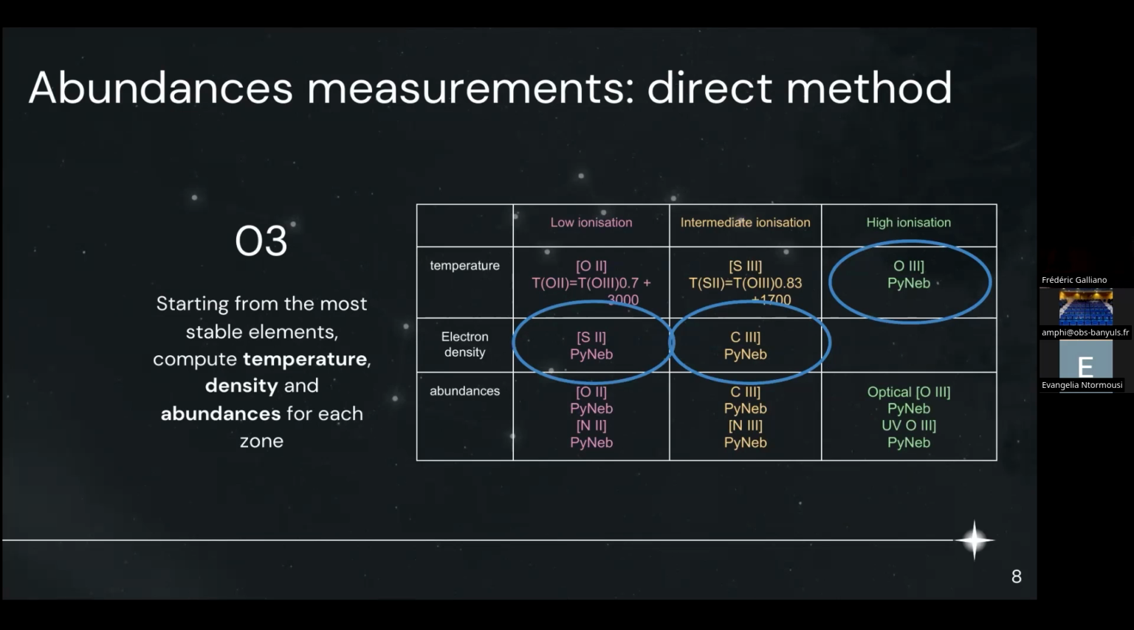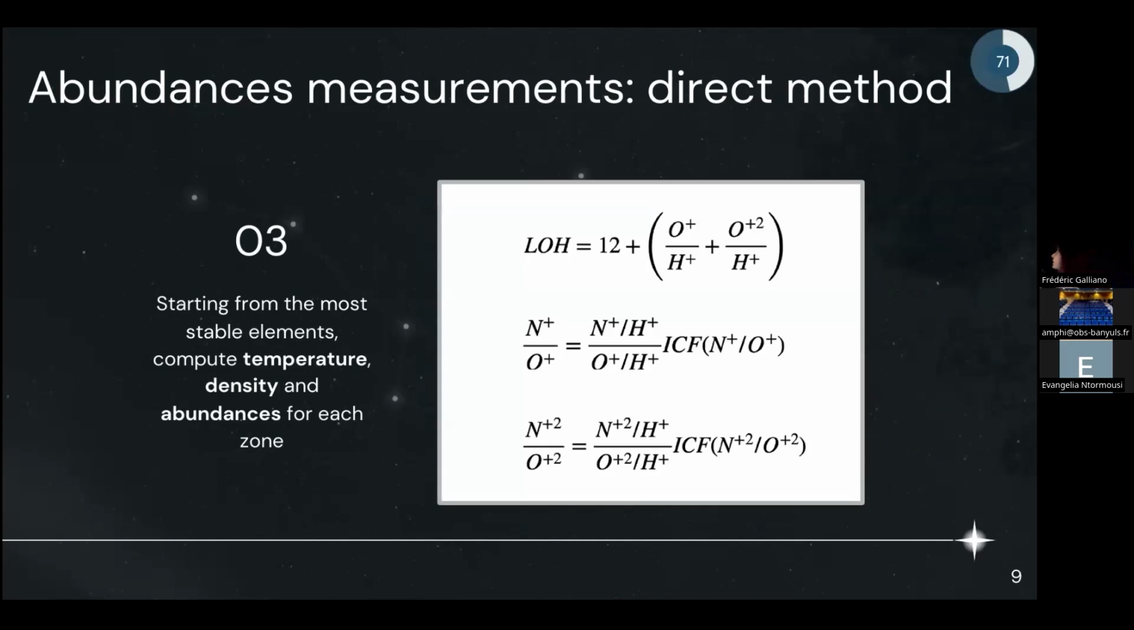That's our table. We use O3 to fix the temperature of the ionization zone. And then using the T-T relation, we can also get the temperature of the other two zones. Then we use these two elements that were stable in temperature to fix the density. And to compute this measurement, we use the fluxes, putting them in PyNeb. Finally, we can use our temperature and density to get our abundances in each zone.